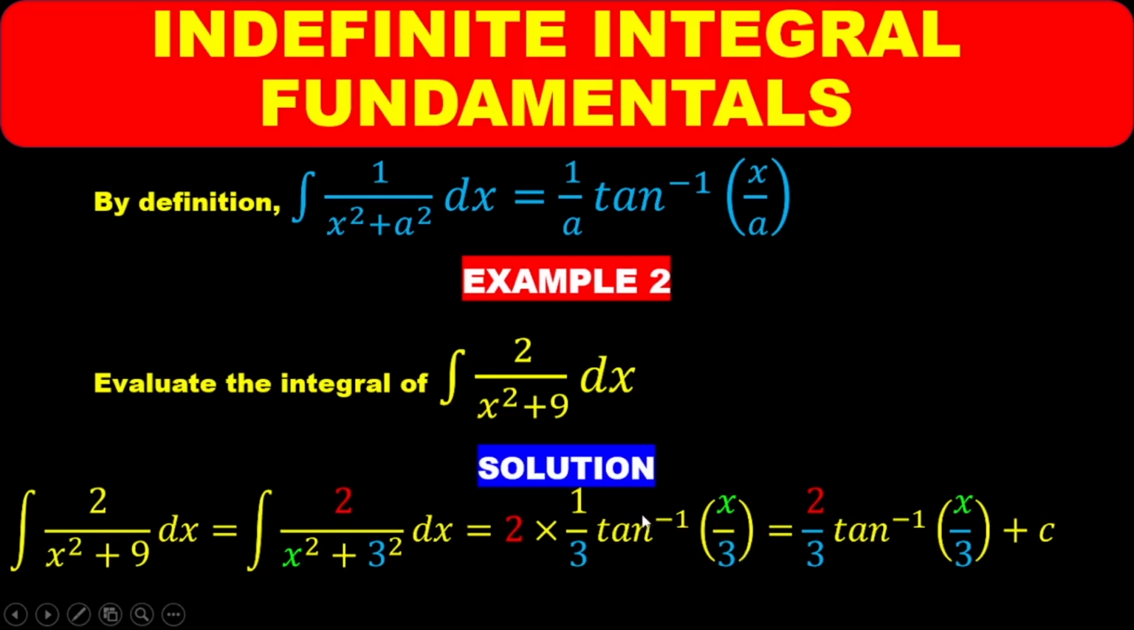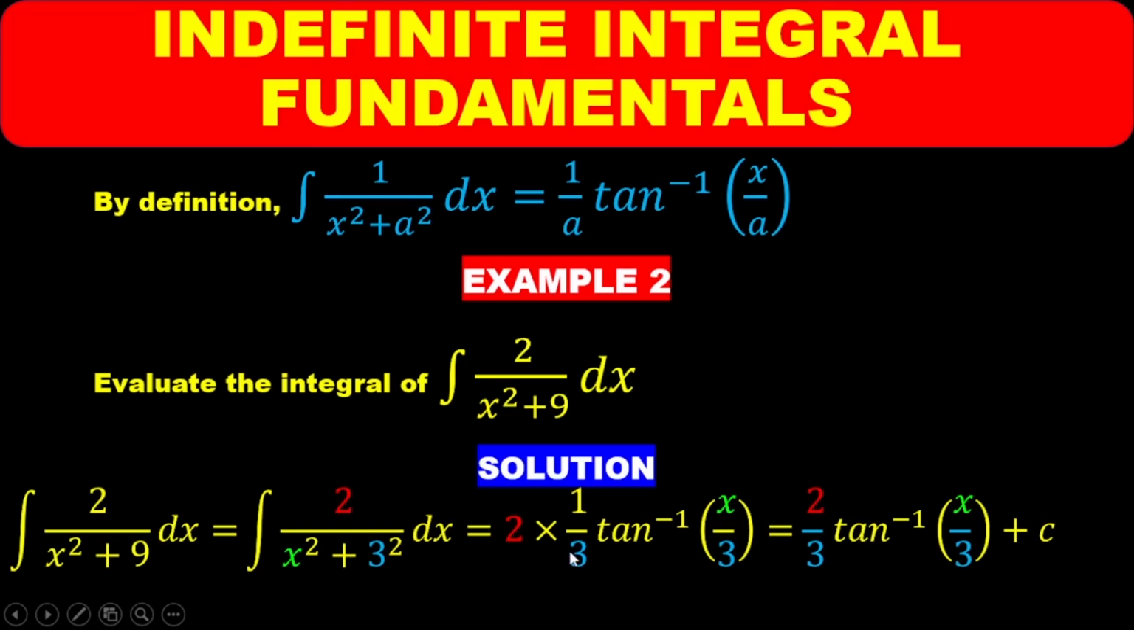Now the question is, where does the 2 come from? What it simply means is that whatever number you have here is going to multiply what you get. So let's come to the standard example. Assuming this one were to be 4, then this 4 would have multiplied the 1 over a. If this one were to be 6, then this 6 would have multiplied 1 over a. So in the case of this example, we have 2. That means the 2 is going to multiply the 1 over 3. So we have 2 times 1 over 3.